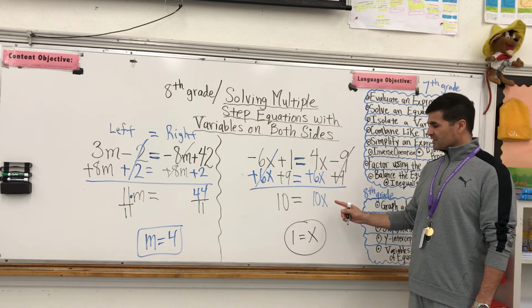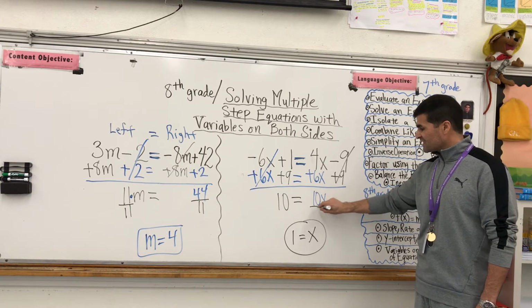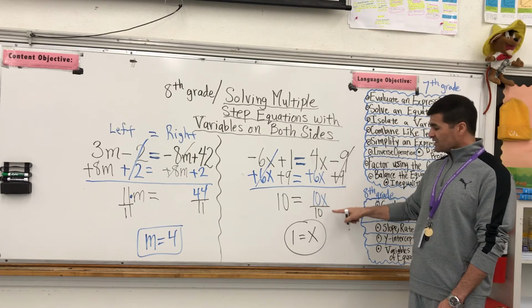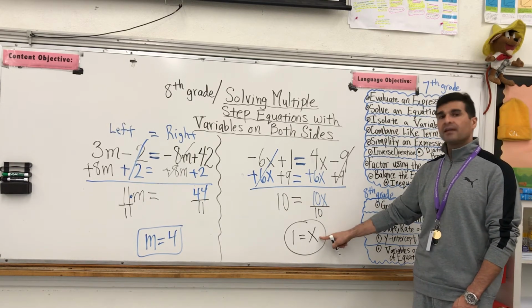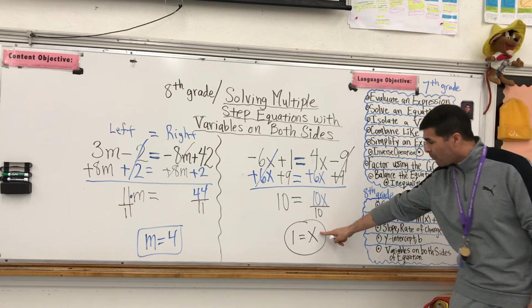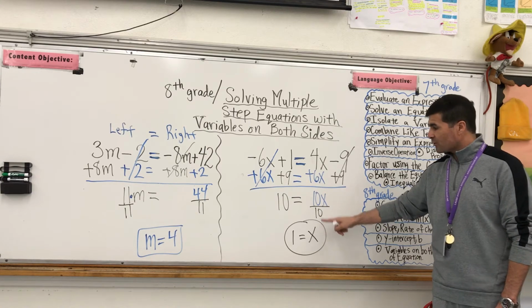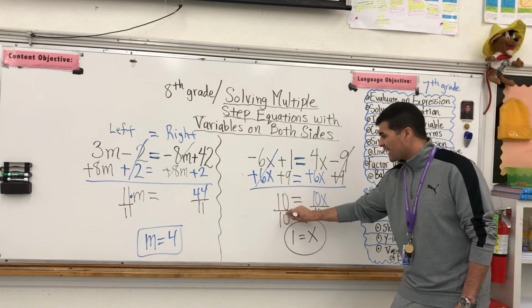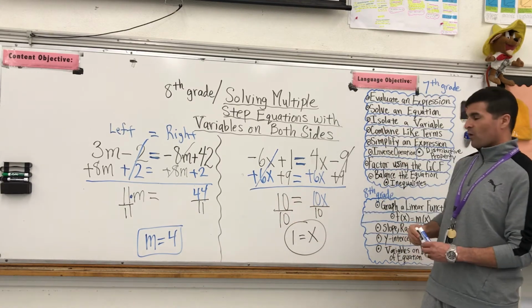So let's just check this though. If we divide 10x's by 10, isn't 10x divided by 10 equal to 1x? Yes, it is. And we now isolated the variable. It's all by itself on the right side. So now let's balance the equation and divide 10 by 10, which equals 1.